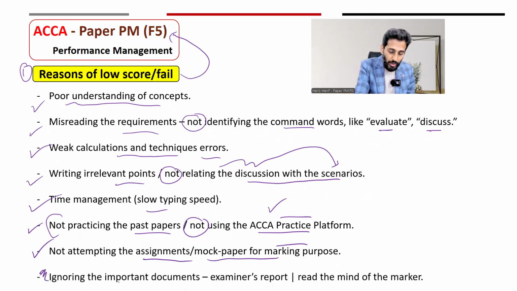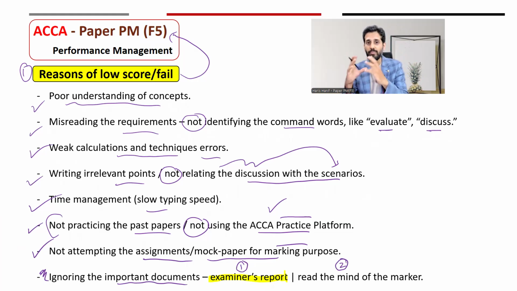Ignoring two important documents. Number one, the examiner report, and number two, Read the Mind of the Marker. Please note that the examiner report is a very important point, because the examiner highlights some important aspects. What were the common mistakes? You should not repeat those mistakes. I recommend all of you read at least two to three of the most recent examiner reports, and read the Mind of the Marker.